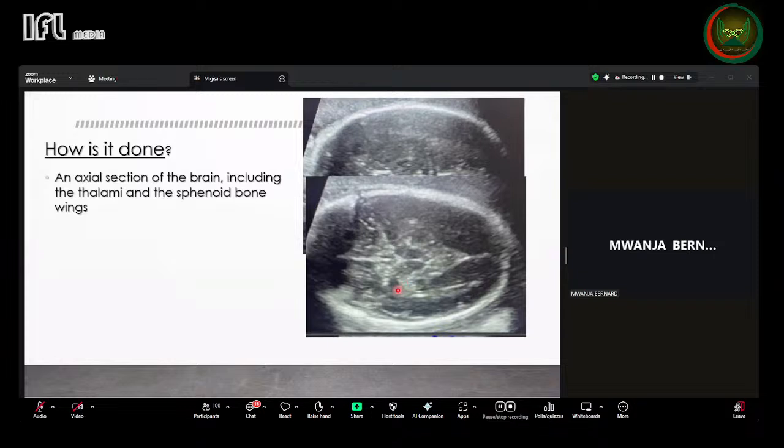Sorry, Amina, yes, please. I would request that you give us maybe the landmarks for the BPD cut. How do I know that now I'm at the BPD cut, the intraventricular?